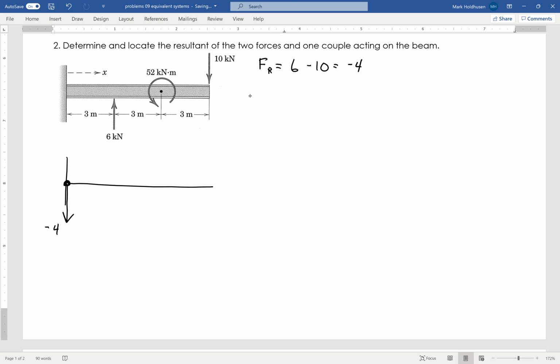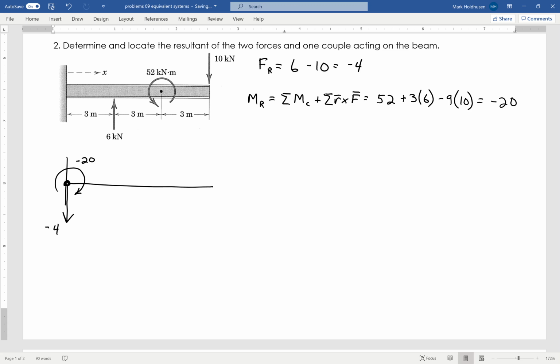Okay, my resultant moment, remember, is going to be all of my couples plus my R cross Fs. This time I do have a couple moment. It's a positive 52. And then I'm going to have 3 times 6. That'll be a positive moment. And then I'll have -9 times 10, which will give me a resultant moment of -20. So again, what that means is I've got -20 like so.